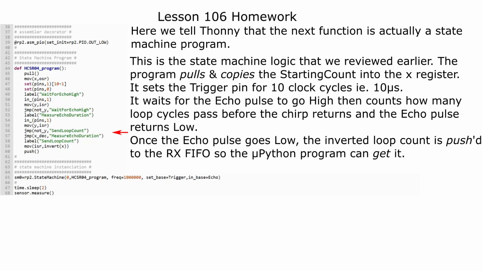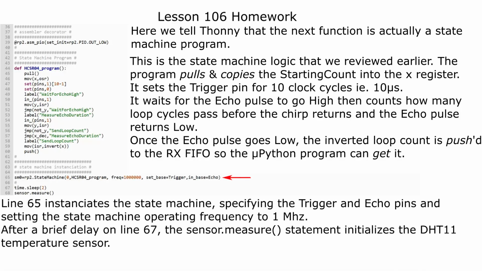Once the echo pulse goes low, the inverted loop count is pushed to the RX FIFO so µPython can get it. Line 65 instantiates the state machine, specifying the trigger and echo pins and setting the state machine operating frequency to 1 MHz. After a brief delay on line 67, the sensor.measure statement initializes the DHT11's temperature sensor.